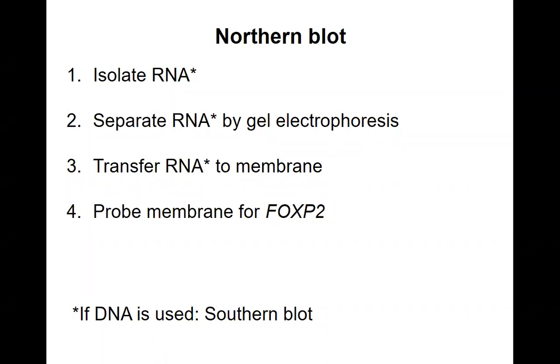So in this case, you take a blood sample or whatever, and you isolate the RNA. You then separate the RNA by gel electrophoresis, transfer it to a membrane, and then probe the membrane. And I'll explain every single step of those. Again, if DNA was used, it would be a Southern blot, but now we're using RNA, so it's a Northern blot. Yep, question? So RNA itself is mRNA, the mRNA.